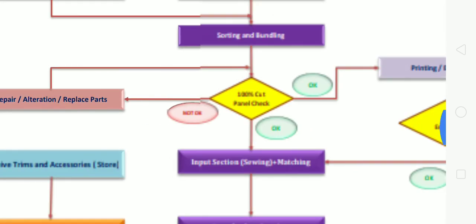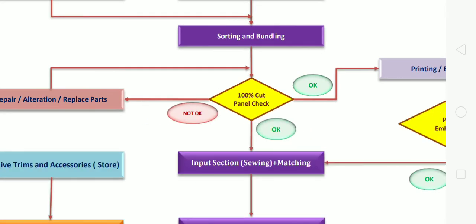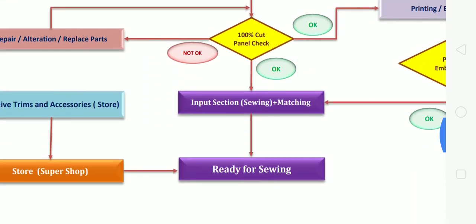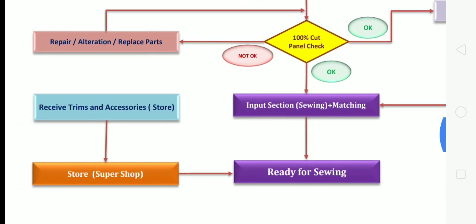If it is okay, then it goes to the input section, and it's ready for sewing and trims receive, and accessories from the store.